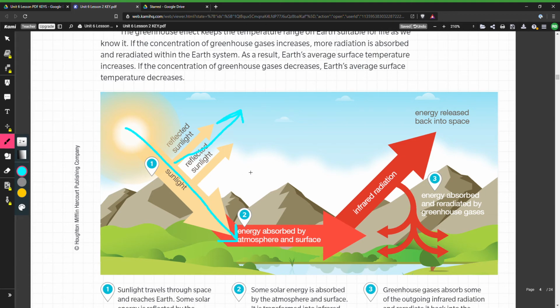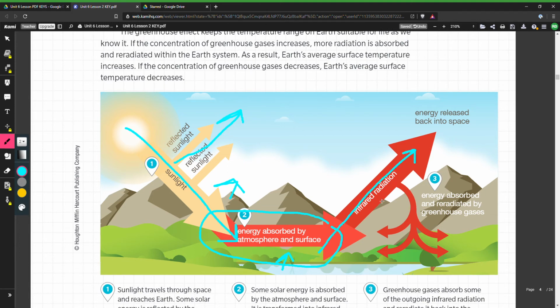And some of it gets reflected by the surface. So the water will reflect some light. The mountains will reflect some light. Everything's reflecting some sunlight, but a lot of that sunlight gets to the surface, right, as energy. And once it reaches the surface, a lot of it reflects back up into space.